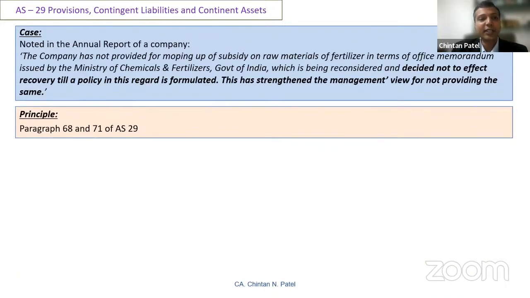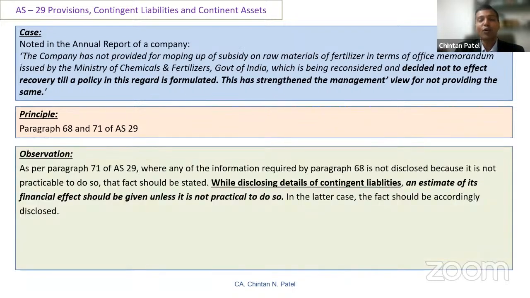The next point is that the company has not provided for mopping of subsidy, and has decided not to effect recovery till a policy in this regard is formulated. This strengthens the management's view for not providing the same.